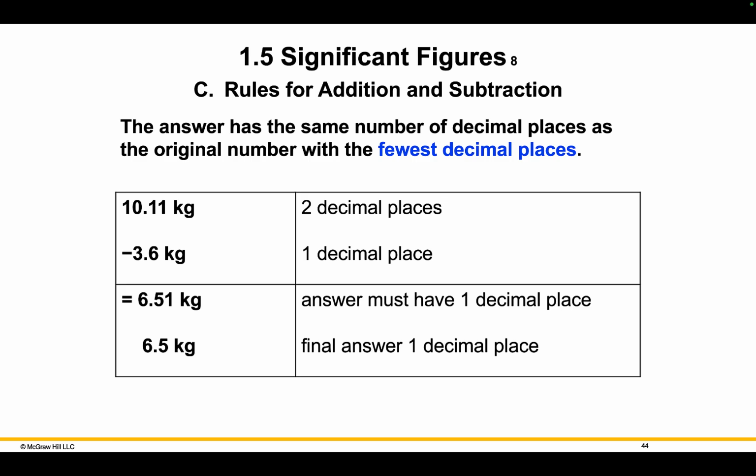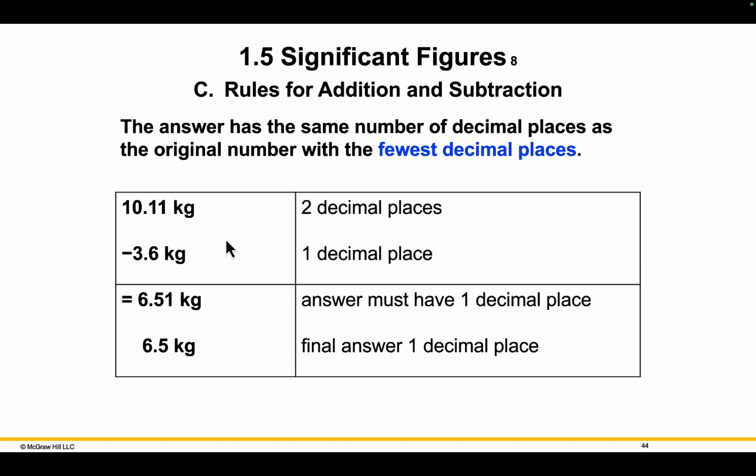When we have significant figures, we need to look at some rules when it comes to adding, subtracting, multiplying, and dividing numbers. So you have a few different rules. When it comes to addition and subtraction, your answer is going to have the same number of decimal places as the original number with the fewest decimal places.